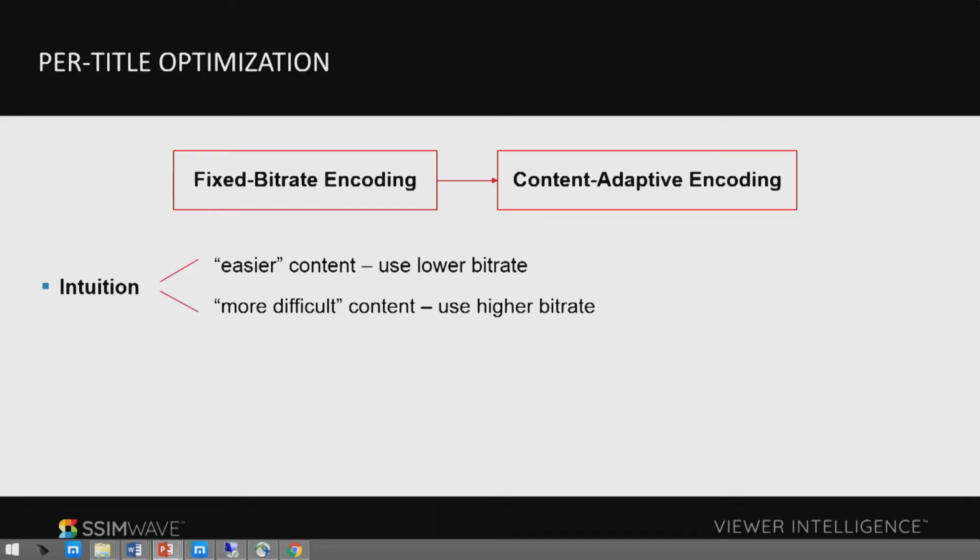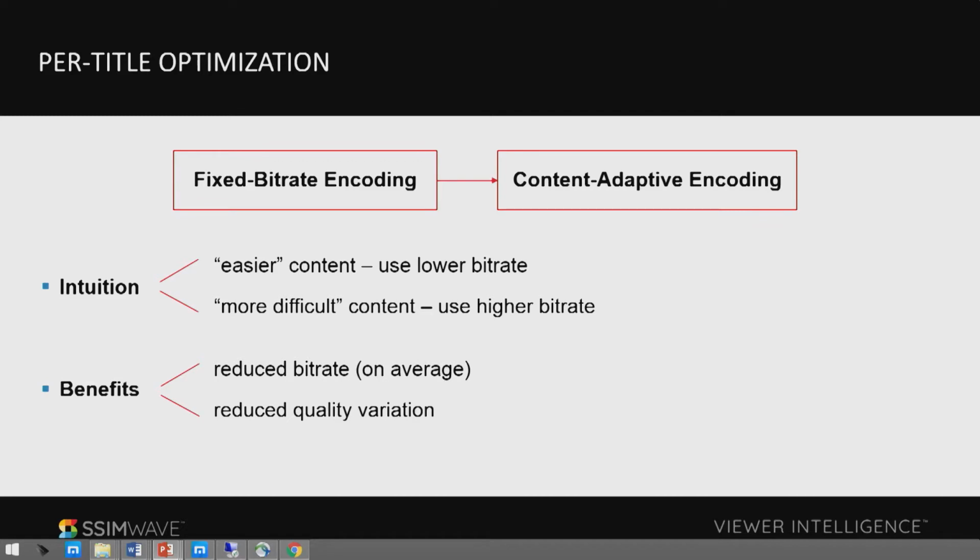So really, where was the change? The change is actually from fixed bitrate encoding to content adaptive encoding. And the intuitive idea is very, very simple, straightforward, because there are easier content, there are more difficult content. For easier content, you want to use lower bitrate. For difficult content, you want to use higher bitrate. That's the only intuition behind that. And in the end, you are expecting to get some benefit. Where are the benefits? There could be two kinds of benefits.